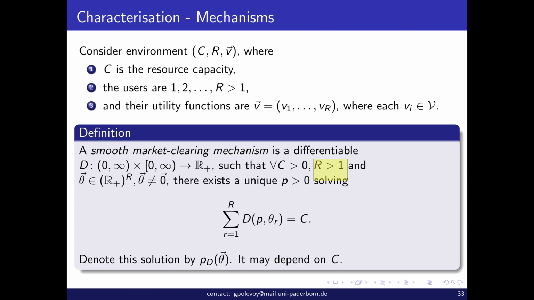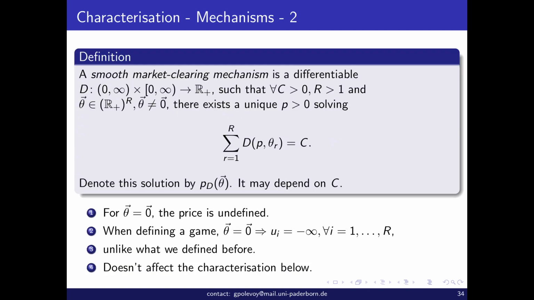So basically, a market clearing mechanism is a demand function such that for any resource being divided, for any number of players and for any bid, there exists a unique price such that total demand will be exactly the resource we are dividing. So the market will exactly be cleared under these prices. And we denote this unique price by P_d theta. It may depend on C, which is not denoted, but may depend on C. Actually, it does for the case of the mechanism you just showed.